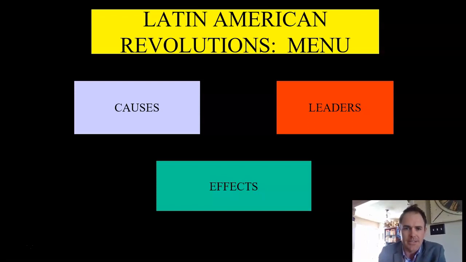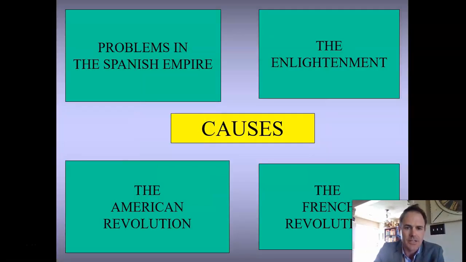Here are the main topics today: causes, the leaders of these revolutions, and their effects. First, let's begin with the causes. Four main causes. So we're going to talk first about problems in the Spanish Empire, the influences of those Enlightenment ideals, and also the influences of the American and French revolutions. Remember, we're tracing those influences, so we need to talk about them.